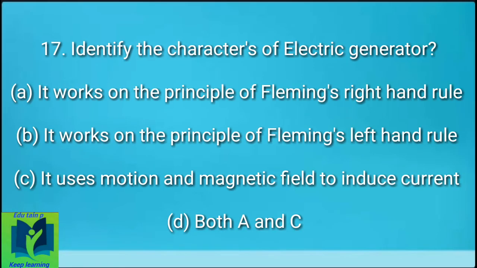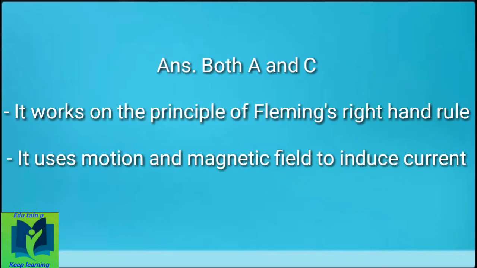Identify the characters of electric generator. Option A, it works on the principle of Fleming's right hand rule. Option B, it works on the principle of Fleming's left hand rule. Option C, it uses motion and magnetic field to induce current. Option D, both A and C. Both A and C. First one, it works on the principle of Fleming's right hand rule. Second one, it uses motion and magnetic field to induce current.